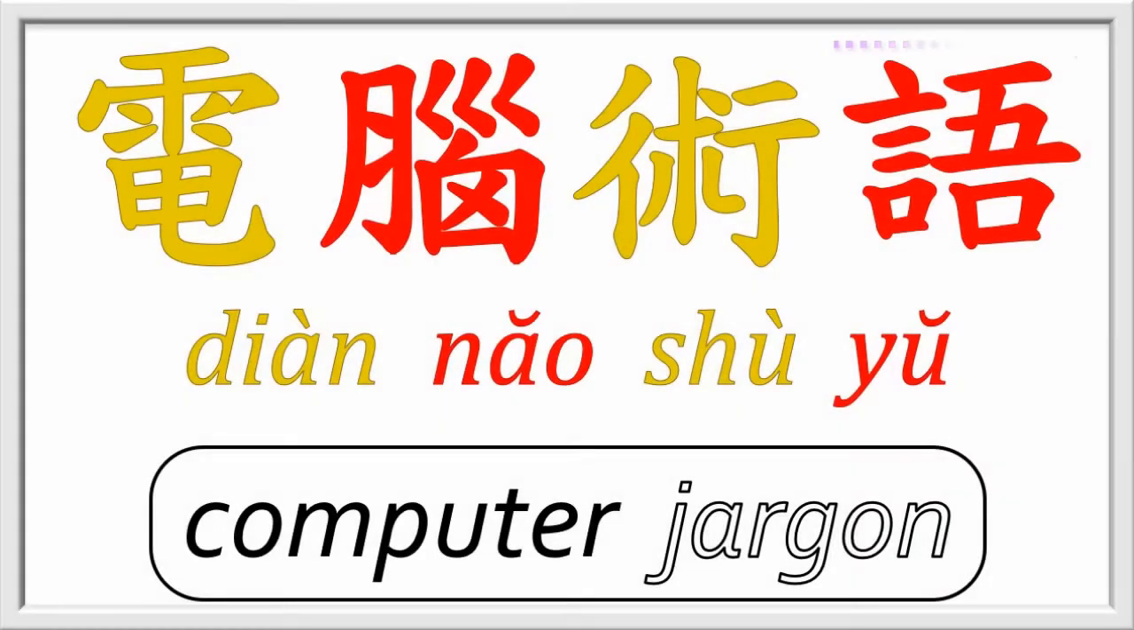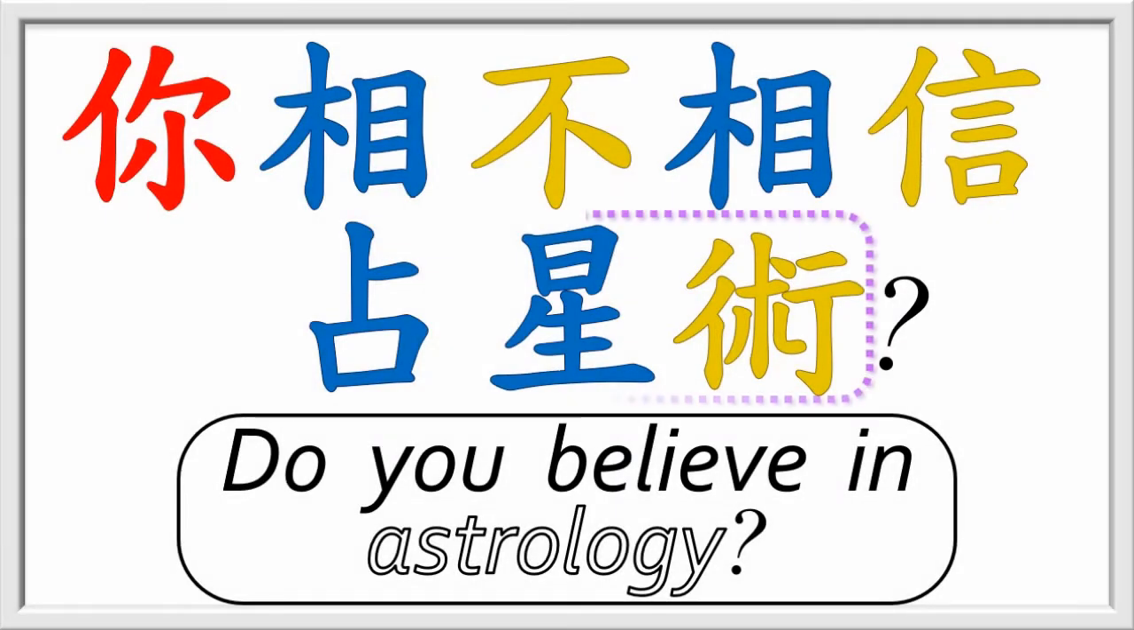术语 means technical terminology, literally special skill language, as in this next slide. 电脑术语 computer jargon. And here's this example for astrology. 你相不相信占星术? Do you believe in astrology?